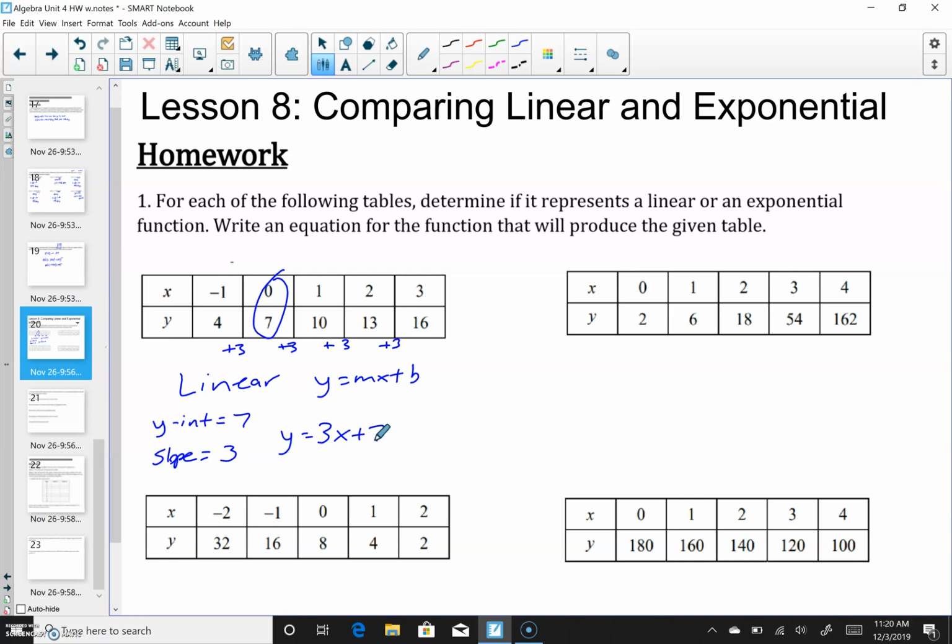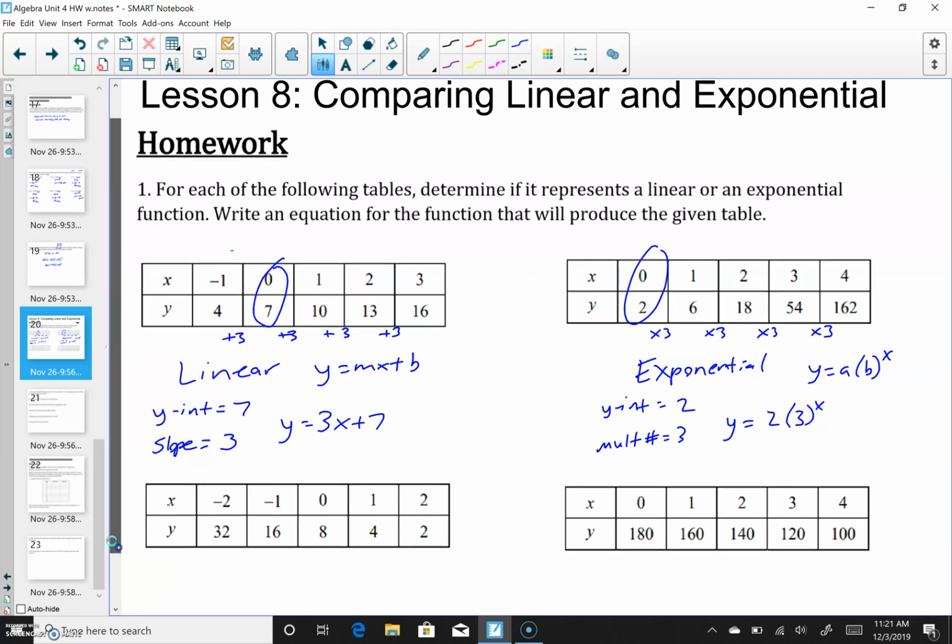If I go over to the right, my pattern is times 3, times 3, times 3, times 3. So because we are multiplying, that is going to be an exponential equation. So if we remember for exponential, that's y equals a times b to the x. We need a y-intercept, and we need a multiplying number. Well, we just found out our multiplying number was 3. Our y-intercept is here at 0, 2. So we are y equals 2 times 3 to the x.